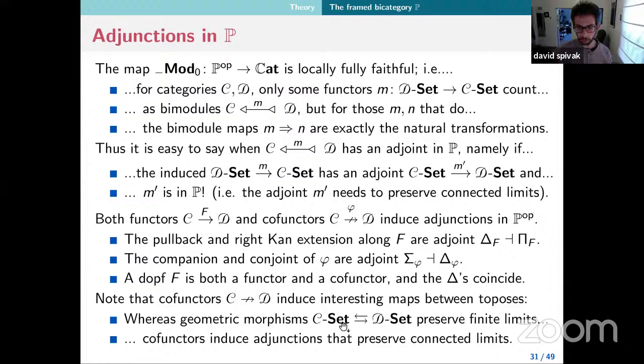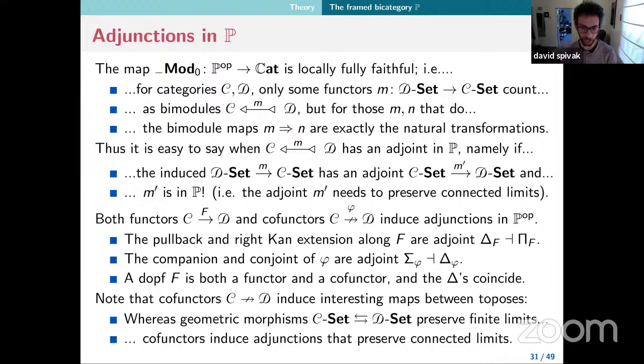Now, I think it's interesting that cofunctors C to D induce interesting maps between these copresheaf toposes. A geometric morphism, if you've heard much about topos theory, is an adjunction between two toposes that preserves finite limits. Sorry, the right adjoint always does, and the left adjoint is required to preserve finite limits. Cofunctors induce adjunctions that preserve connected limits. So that's a kind of interesting other sort of morphism between toposes. Essential geometric morphisms have this property. But you can think of a connected limit as any limit except for the terminal object. Now, of course, products are not connected limits, but products are pullbacks over the terminal object, and pullbacks are connected limits. So if you know where the terminal object goes, then you preserve all the other limits in some sense.